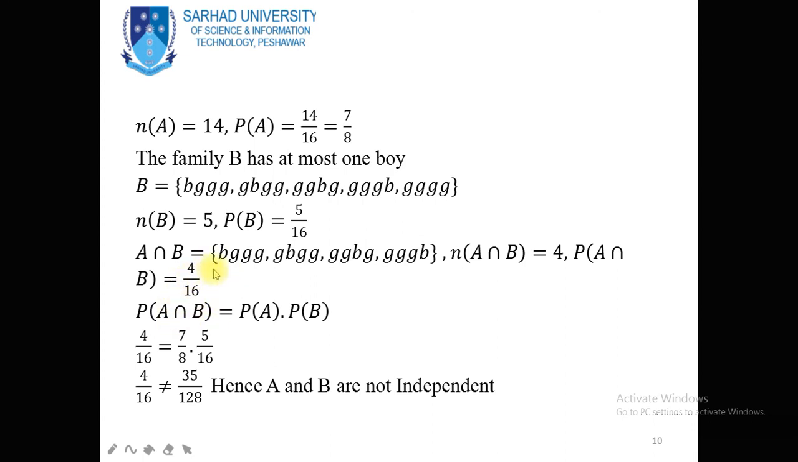Now, to check independence, we compare the probability of A intersection B with the probability of A times the probability of B. Putting in the values, the probability of A times the probability of B is equal to 7 by 8 times 5 by 16, which is equal to 35 by 128. Since this is not equal to 4 by 16, these two events are not independent.